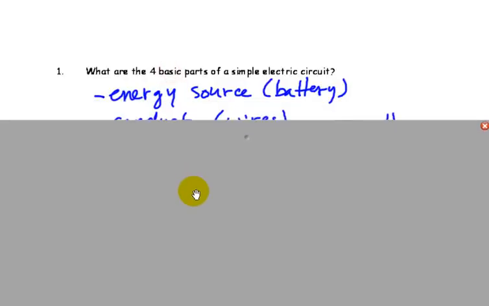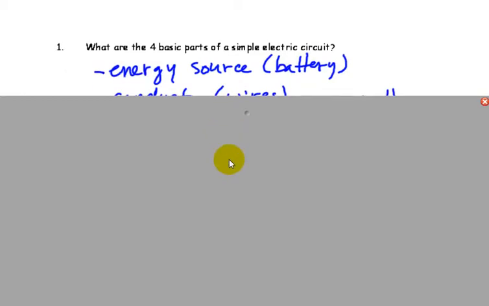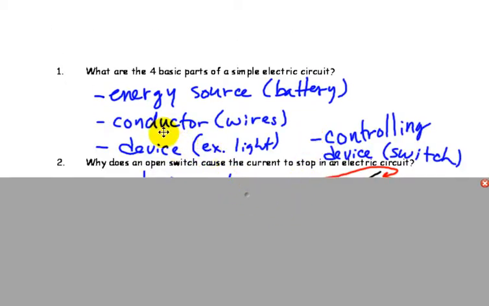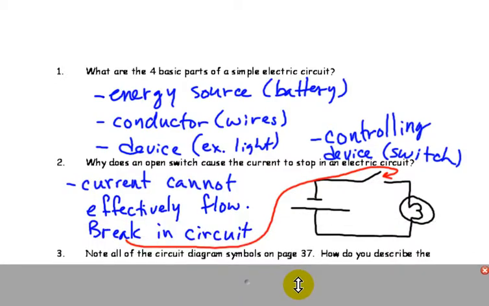Okay, so first of all, what are the four basic parts of a simple circuit? So of course you need to have an energy source, which could be in the form of a battery. Conductor, something to transfer electrons throughout the circuit. And the whole point of having a circuit is to do some work on something, such as a device such as a light bulb. And lastly, a controlling device to turn the circuit on or off, a switch.